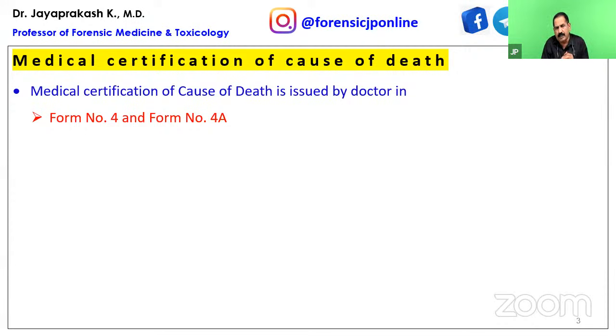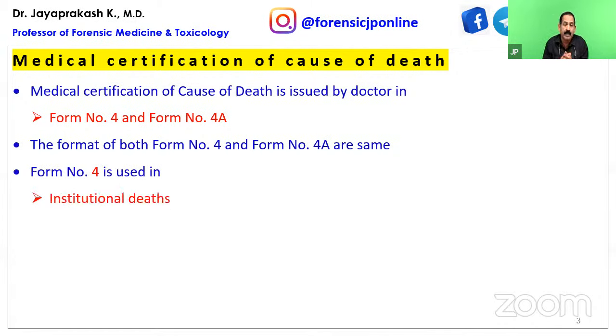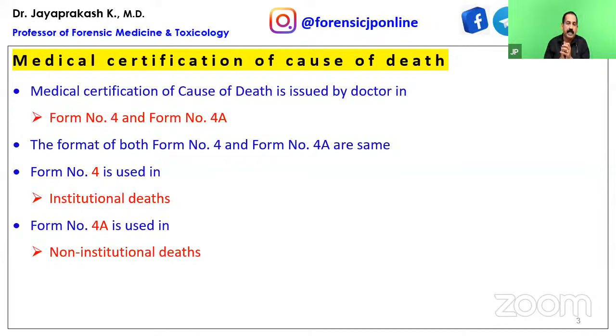Medical certification of cause of death is issued by a doctor in two types of forms. It is known as form number 4 and form number 4A. What is the difference between 4 and 4A? The format of both is the same. The difference is simple. Form number 4 you should fill when death takes place in an institution. Institution means maybe a medical college, a hospital, a nursing home, whatever you call. Whereas form number 4A is used in non-institutional deaths.